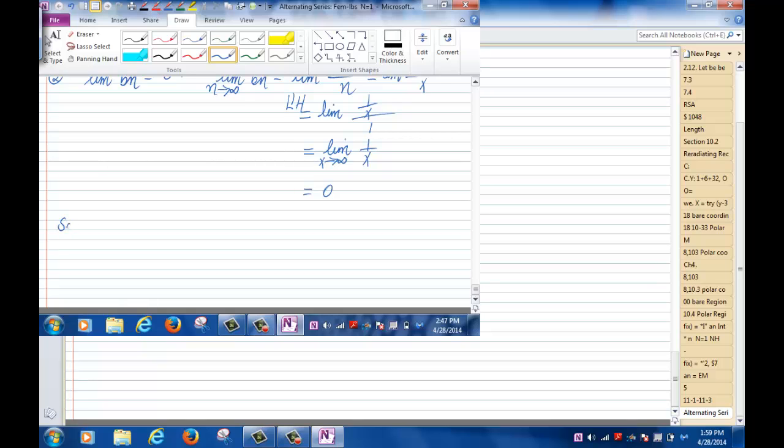So by the alternating series test, the series of (-1) to the n times ln n over n is convergent. Is everybody okay with that?